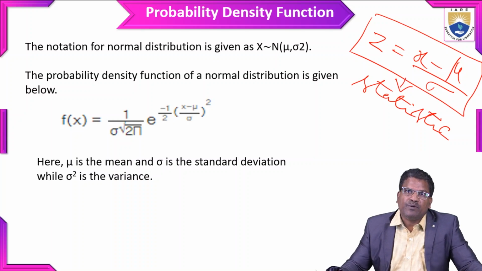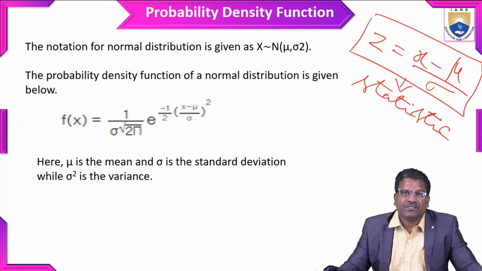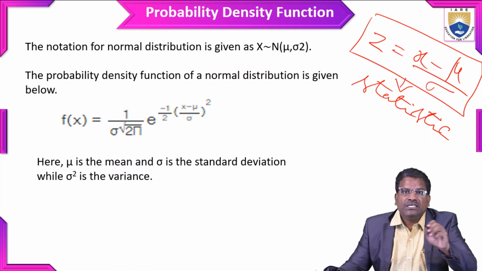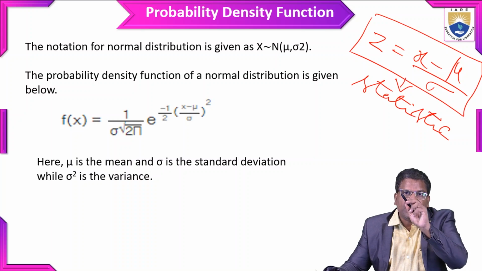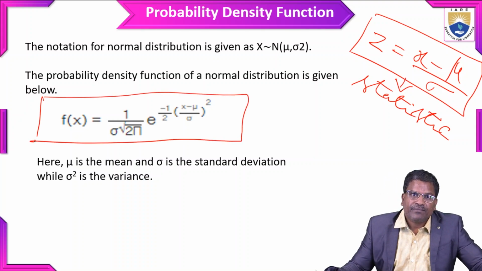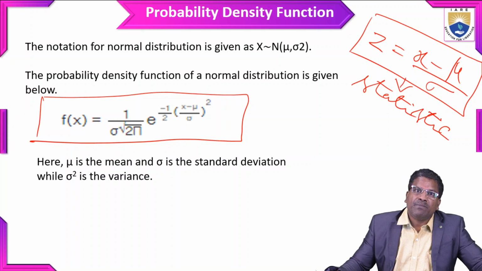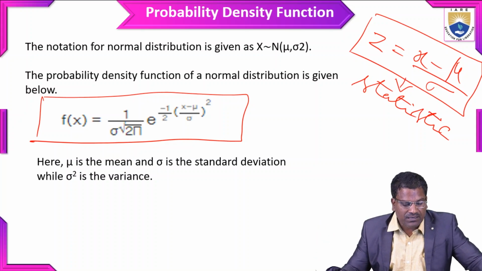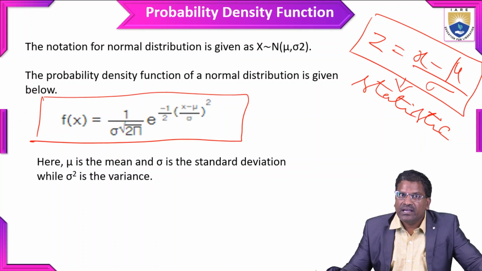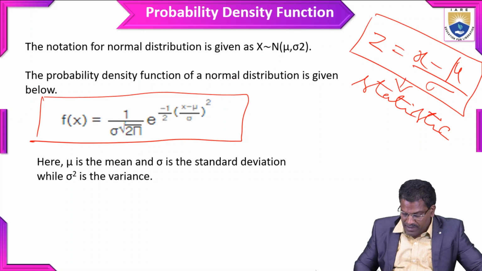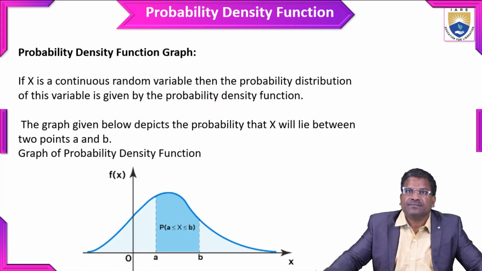The probability density function of a normal distribution is given by f of x equal to 1 by sigma into square root of 2 pi into e to the power minus 1 by 2 into x minus mu by sigma whole square. This is the probability density function for a normal distribution. Here mu is the mean and sigma is the standard deviation, where sigma square is the variance. This normal distribution curve comes as a bell-shaped curve like this.